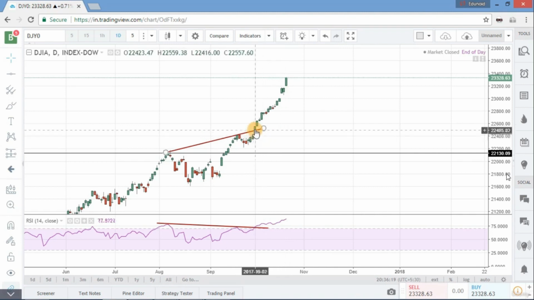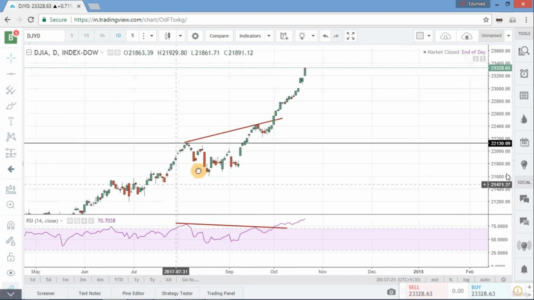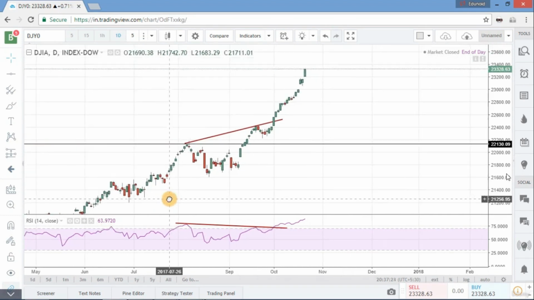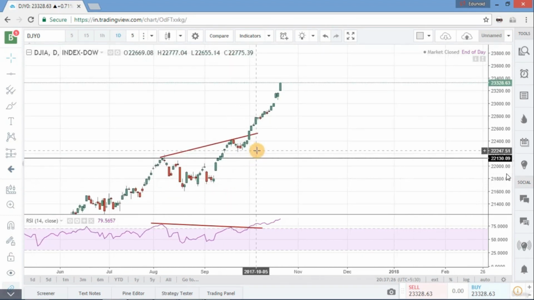as prices cross the upper trend line and also RSI is crossing above this negative divergence trend line. In this case, we can initiate our position at the breakout of this upper trend line. As the existing trend was an uptrend, you can see this is an uptrend, so we can go long when prices break this upper trend line. We can go long here.